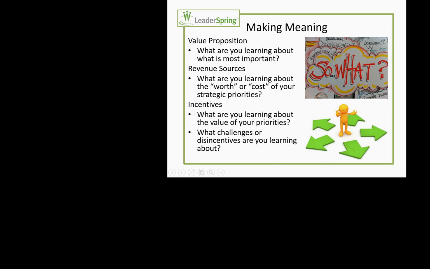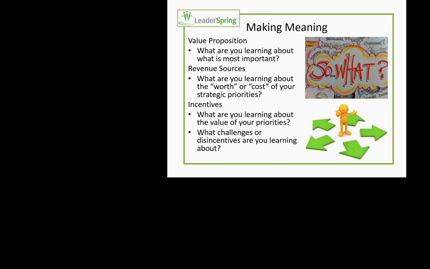So last week we ended with talking about making meaning of some of the data that you've put together. You know, what's the value proposition coming out of the strategic priorities or directions that you've identified, and what are you learning is most important? What are maybe some of the worth costs? What are you learning about worth or costs of these strategic priorities? And to what extent do you think there are some incentives or disincentives that are playing out?